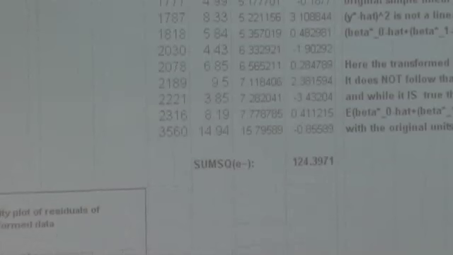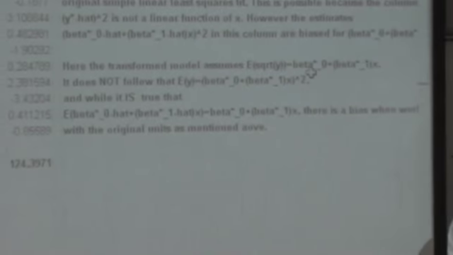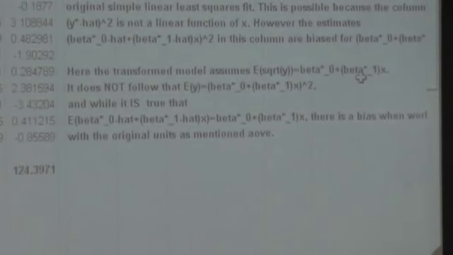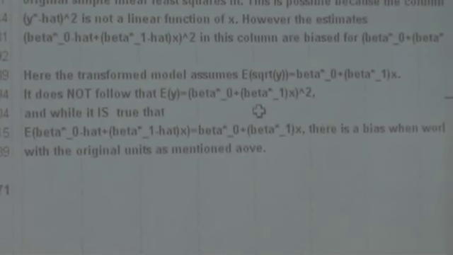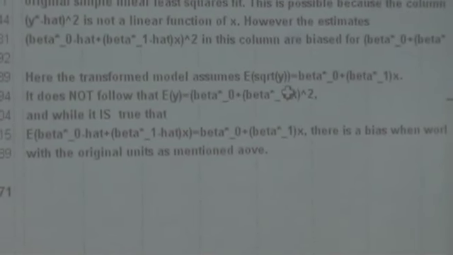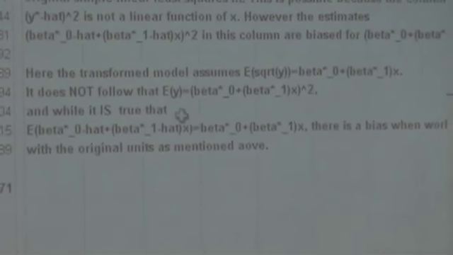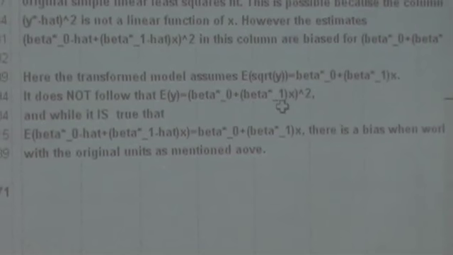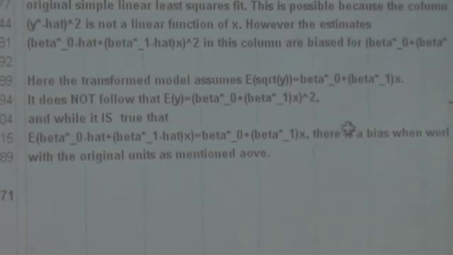So the transformed model assumes that the square root of y has the mean beta 0 star plus beta 1 star x. And so I get unbiased estimates for the expected value of the square root of y. However, it does not follow that the expected value of y is in fact equal to the square of this mean.